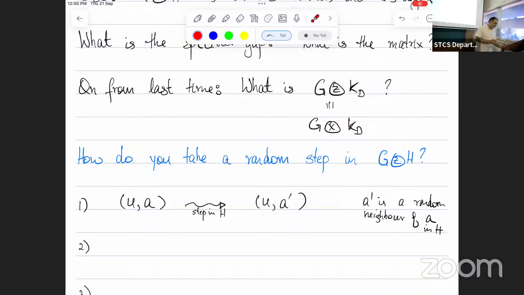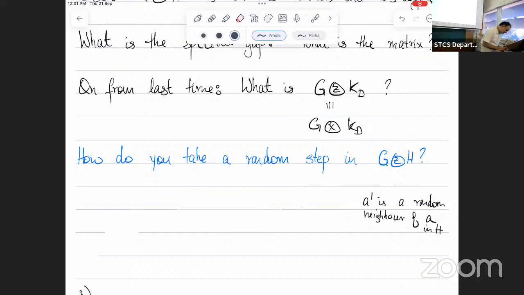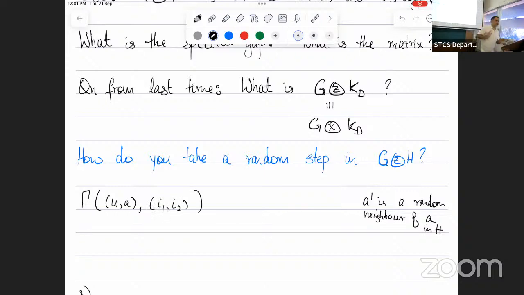Okay, so maybe let me do the following. Rather than writing this as neighbors, I'm going to tell you, if I were to ask you the following question, okay, so this is the zigzag product. I'm looking at the vertex U comma A, and I want to know what is the I1 comma I2th neighbor of this vertex.